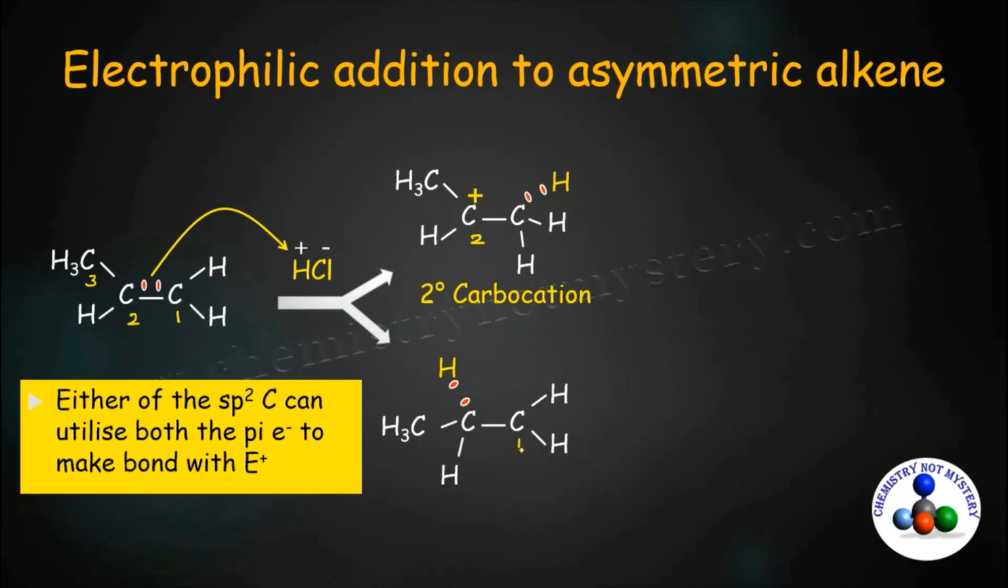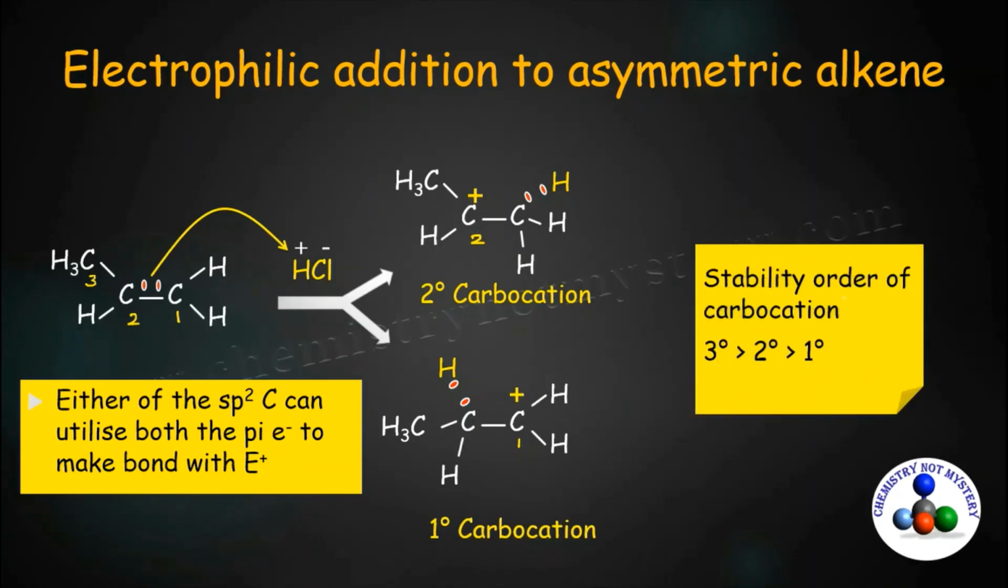Now carbon 1 is left with no electron, so it will develop a positive charge. The formed carbocation is a primary carbocation, as it is bonded to just one carbon. We have already studied the stability order of carbocations. Tertiary carbocation is the most stable, then secondary, and primary carbocation is the least stable one.